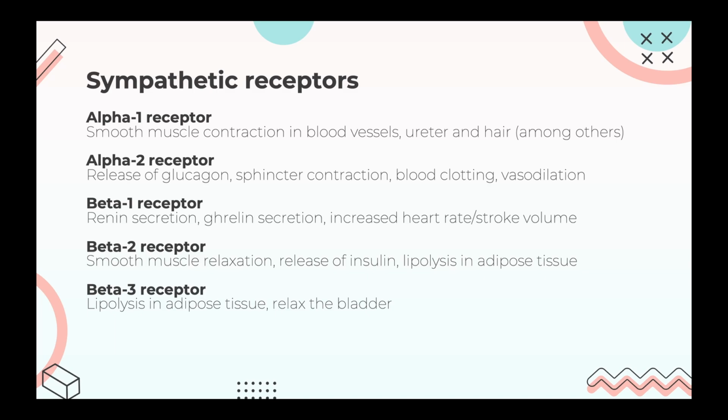And the beta-3 receptors are responsible for lipolysis in adipose tissue, so again, the fatty tissue, and also relaxation of the bladder. In other words, it stops urination. Now, contraction of the ureter, as mentioned with alpha-1, does not increase urination but decreases it, because now the urine is unable to pass from the kidneys through the ureter, and therefore the bladder won't get as full.